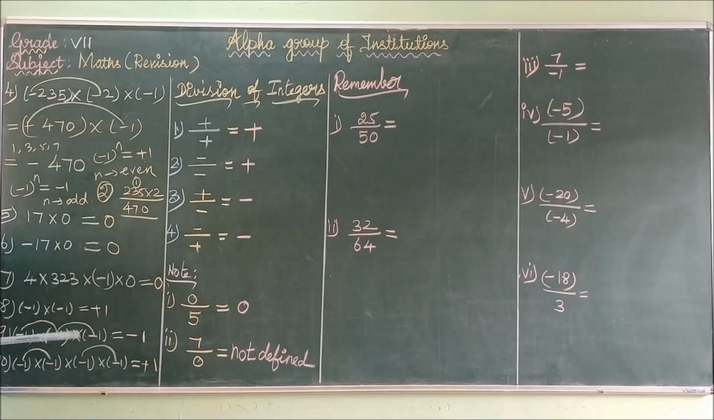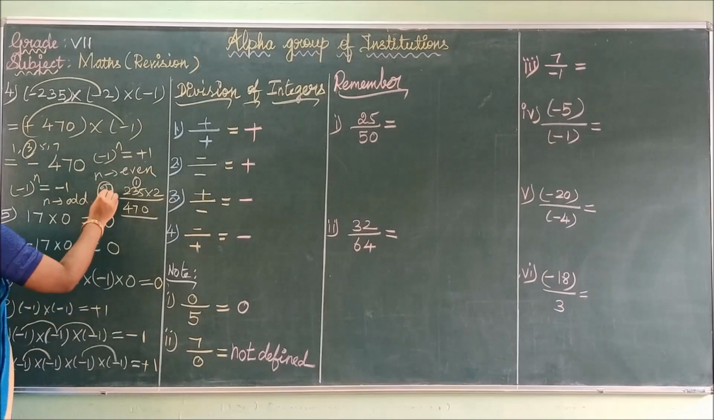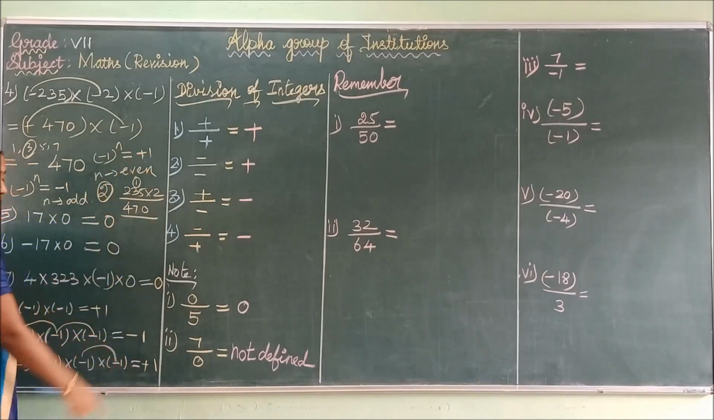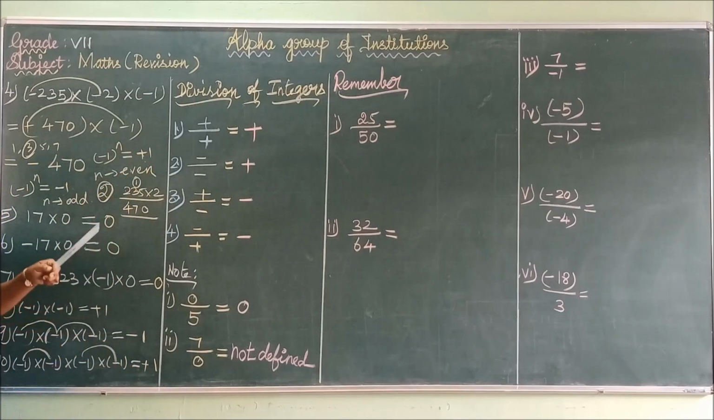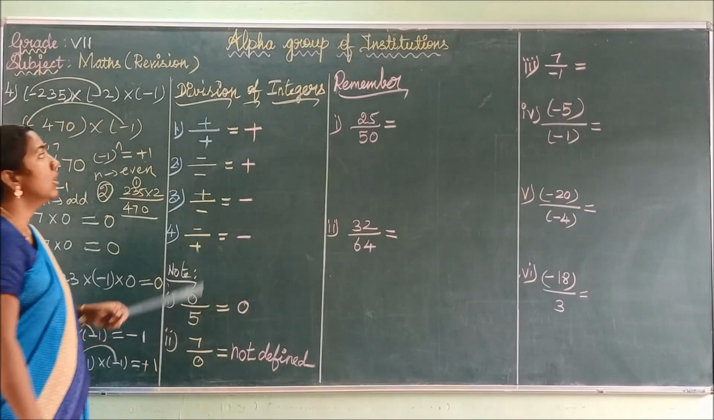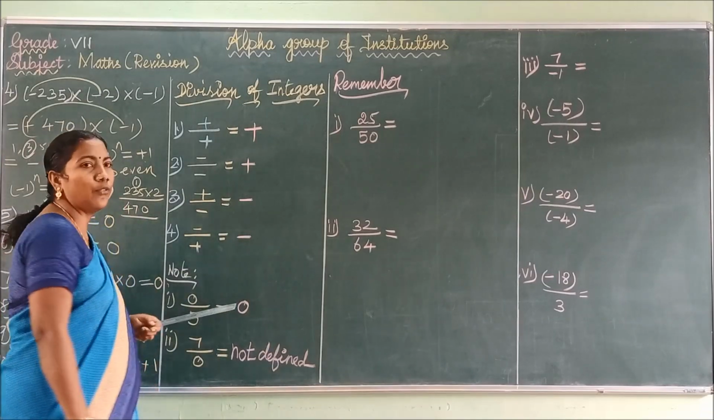See here, minus 1 into minus 1 three times: 3 is an odd number, that's why we are getting the answer minus 1. Minus 1 multiplied 4 times: 4 is an even number, that's why we are getting plus 1. Okay, don't just do the sum for the marks, try to understand all the concepts very clearly. That's all about the multiplication of integers.